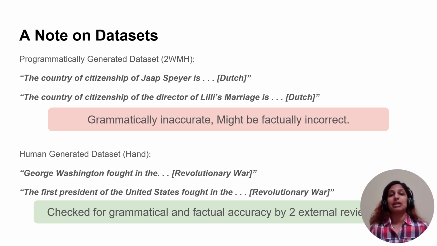additionally contain factual inaccuracies. To combat this, we supplement our analysis with a human-generated dataset that the authors wrote. We call this dataset HAND. Examples of prompt pairs in this are "George Washington fought in the Revolutionary War," "the first president of the United States fought in the Revolutionary War." This dataset was checked for grammatical and factual accuracy by two external reviewers.